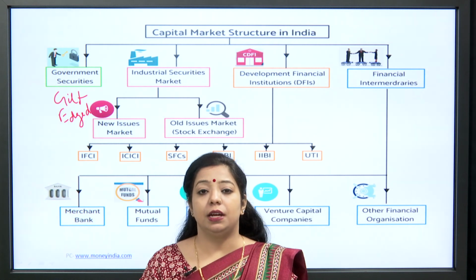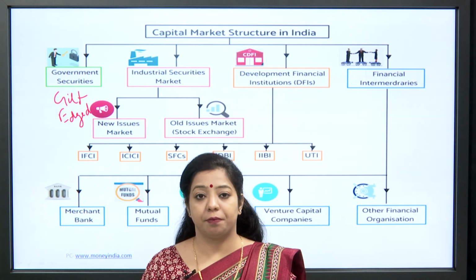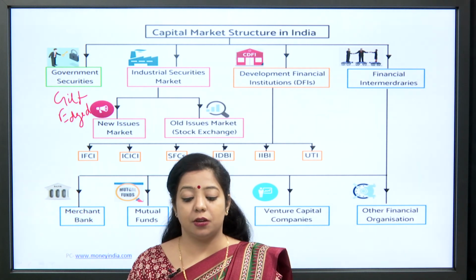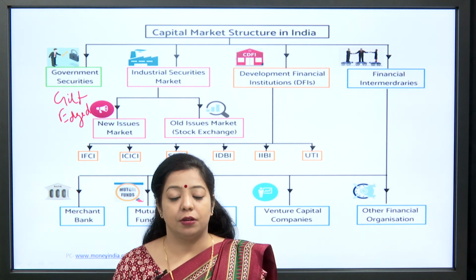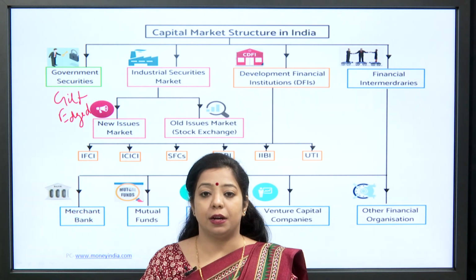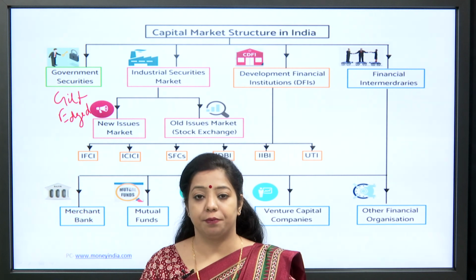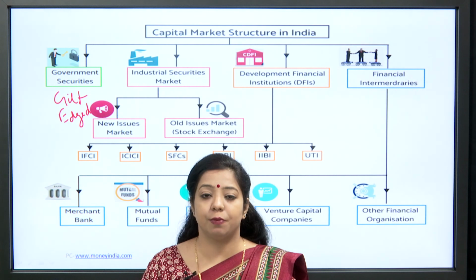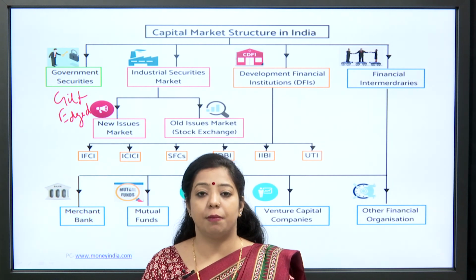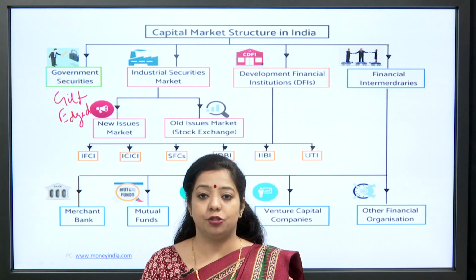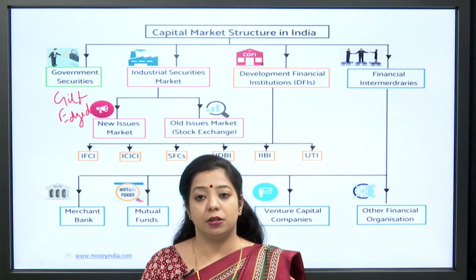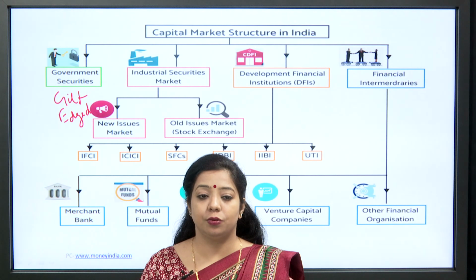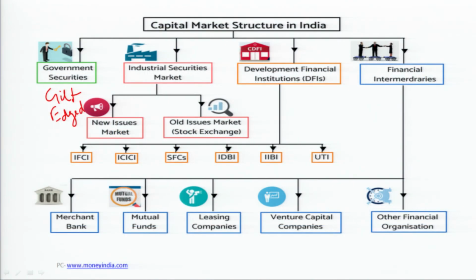The next is the industrial securities market. Basically, the industrial securities market is for the issues market of primary and secondary market. It is further divided into two parts, that is the new issues market, as I already discussed about the primary market, in which primary securities, shares or bonds are issued by the company to the investors who are in need of immediate cash requirements.